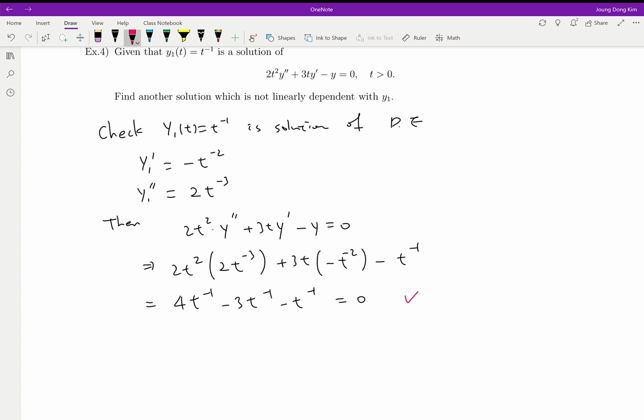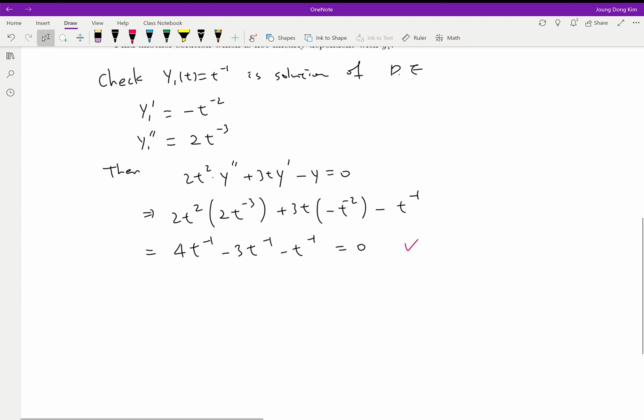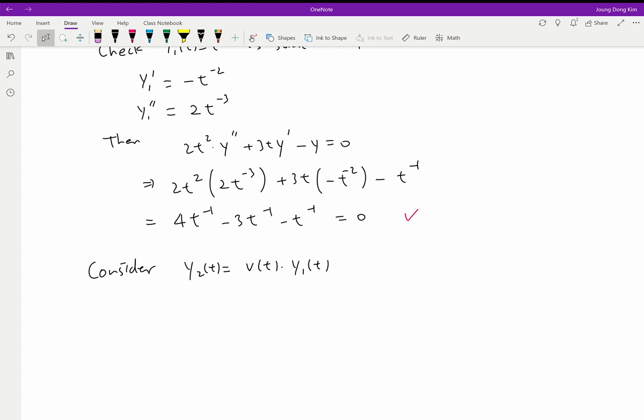Okay. Now we have to think about another form of solution. We're going to consider y2 as v(t) times y1(t). So the purpose is that we have to find y2. For that purpose, we have to find a function v, which is multiplied by the given solution. So y2 is equal to v times t to the minus 1. We have to make sure this y2 really works for the differential equation.